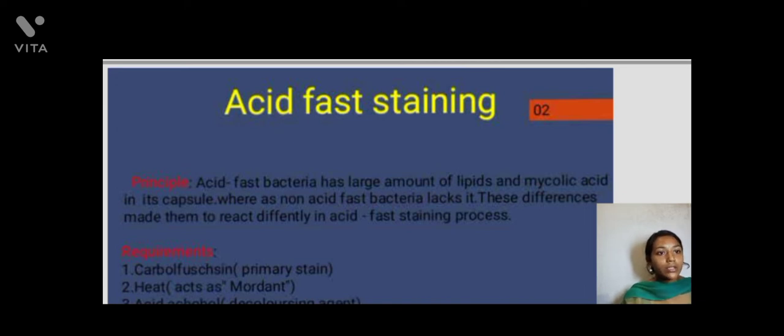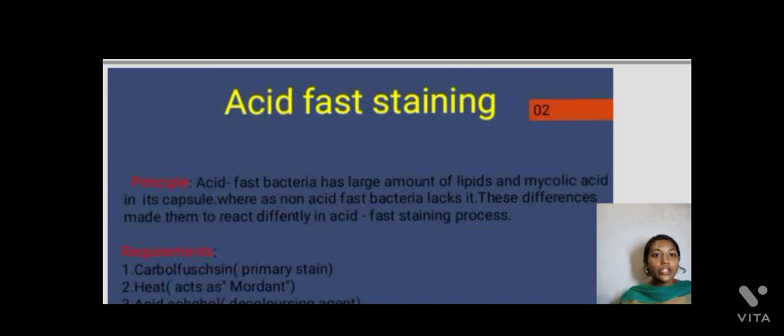We already know that the bacterial cell wall is in turn covered by a hard shell known as the capsule. So based on the composition of the capsule, the acid-fast bacteria will have mycolic acid in their capsule, whereas the non-acid-fast bacteria will not. Because of this difference, they react differently in the acid-fast staining process.